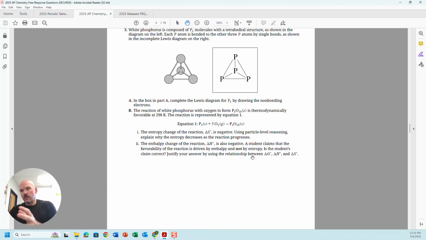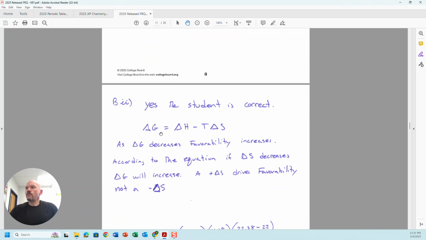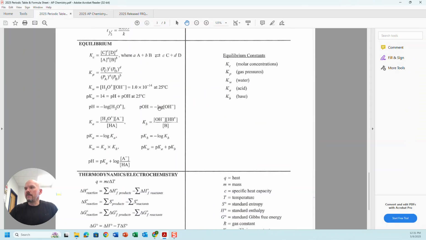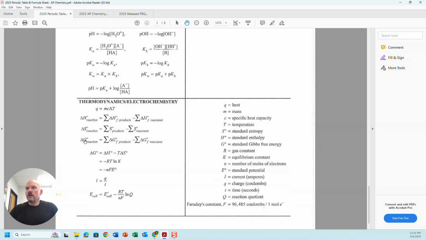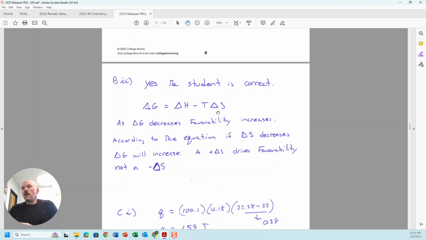But we have to use the relationship between delta G, delta H, and delta S. And so I think we go to this equation, and again, it's on your formula sheet. If we go to thermodynamics, thermo and electro, right here, delta G equals delta H minus T delta S. They're asking us to use those to justify it, and here's an equation with all 3, okay? So that might be a good equation to reference. And so remember, the more negative delta S becomes, the higher delta G becomes.